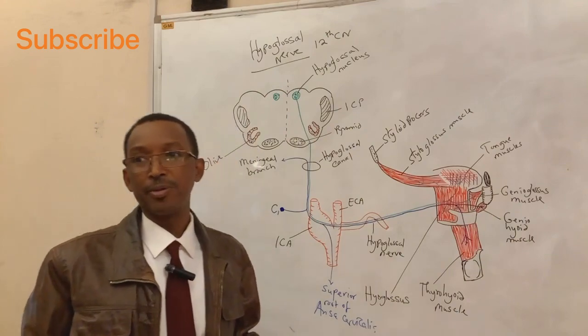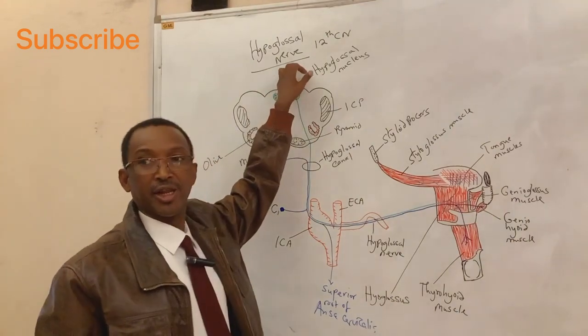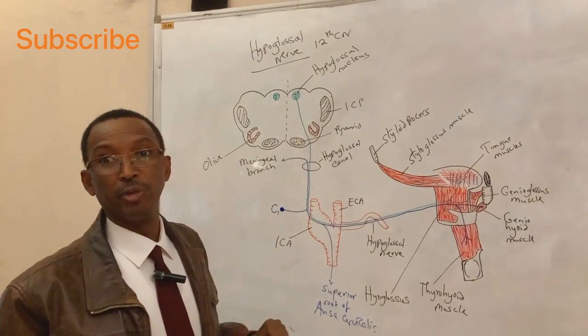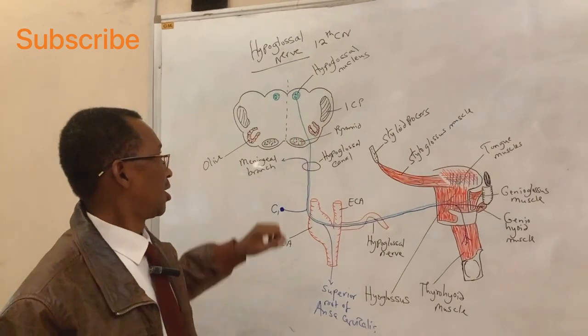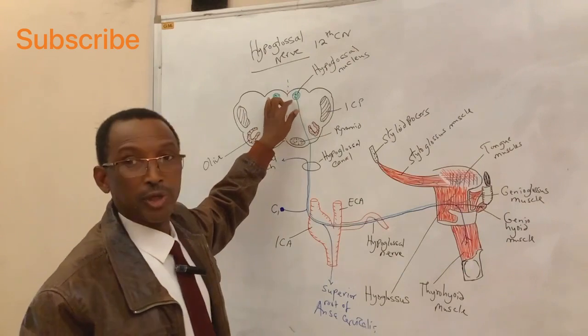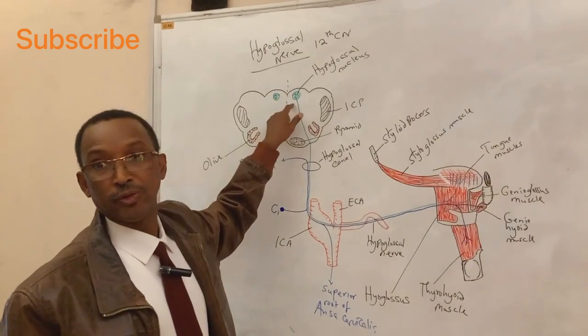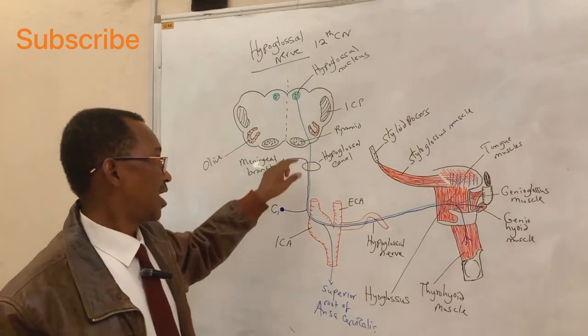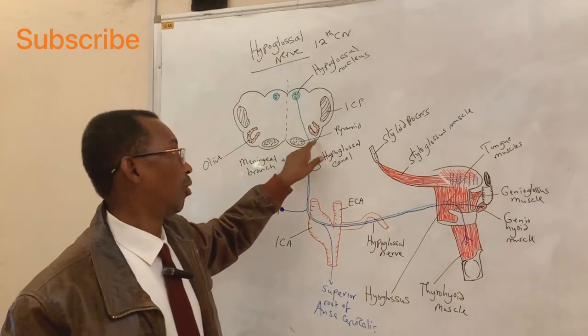Discuss hypoglossal nerve, which is the 12th cranial nerve. So hypoglossal nerve nucleus is located in the medulla oblongata. So the hypoglossal nucleus, the axons from this nucleus now come out of the medulla oblongata at the junction between the pyramid and the olive.